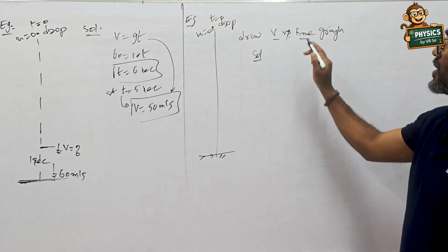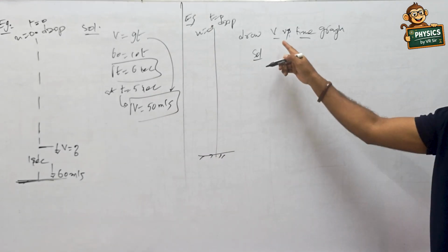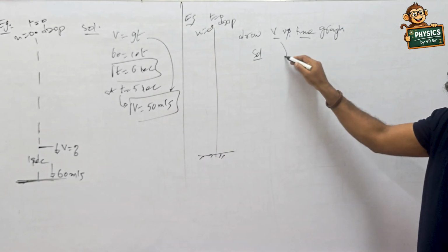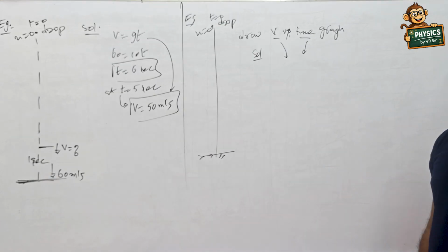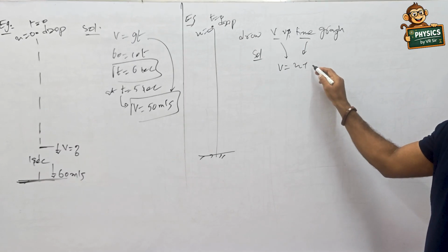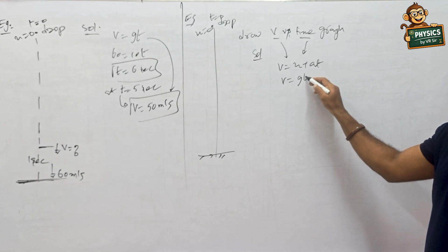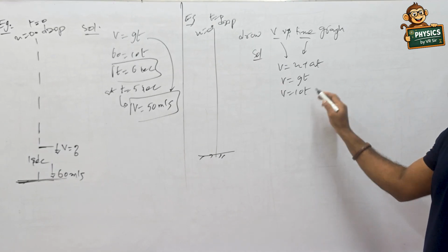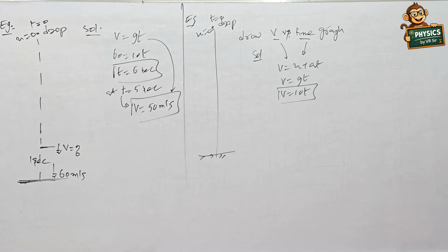Whenever they ask us to draw the graph between two physical quantities, first we need to understand what is the relation between them. Relation means we have to write the equation which involves these two. So v is equal to u plus at. So v is equal to gt. So v is equal to 10t. Isn't it?